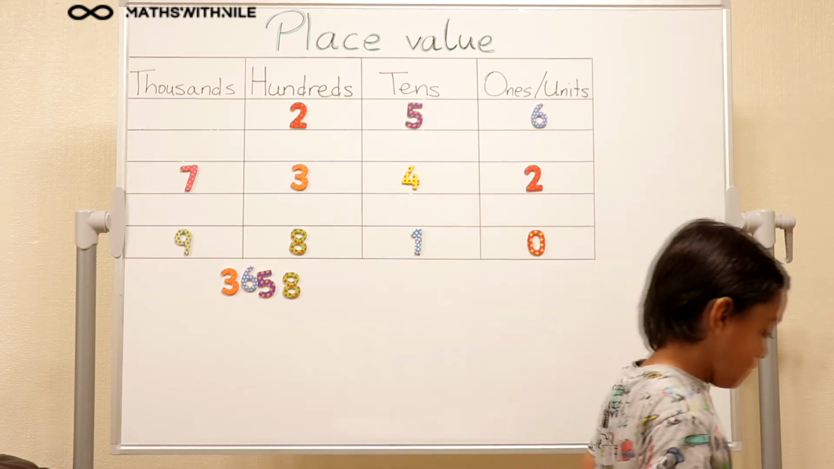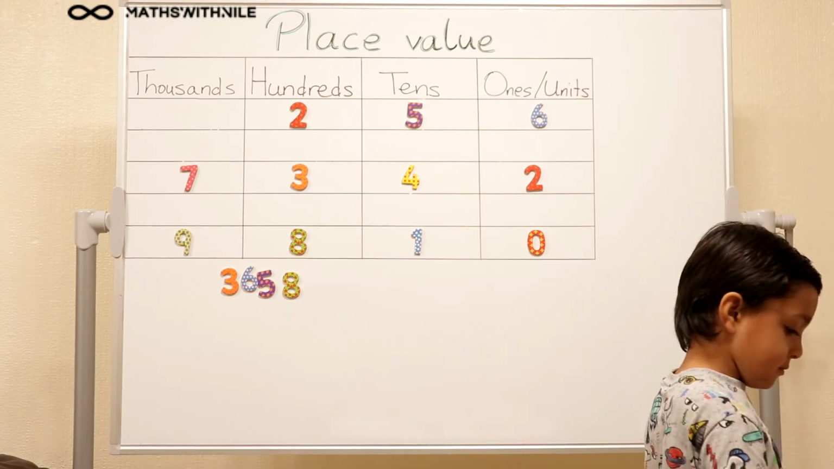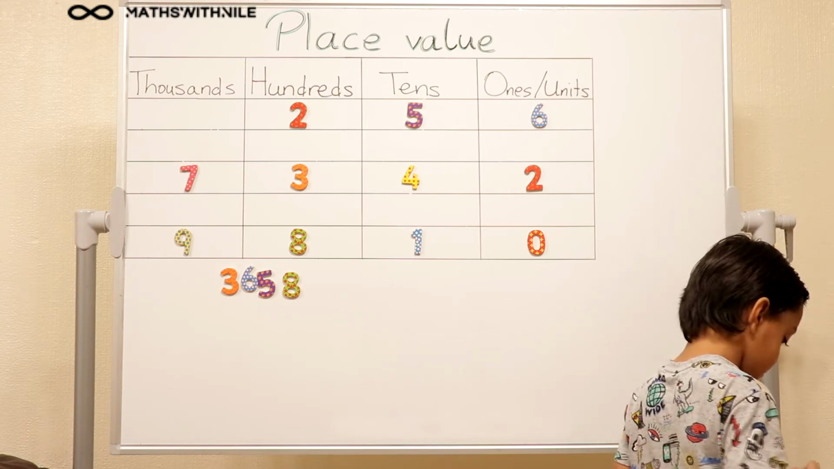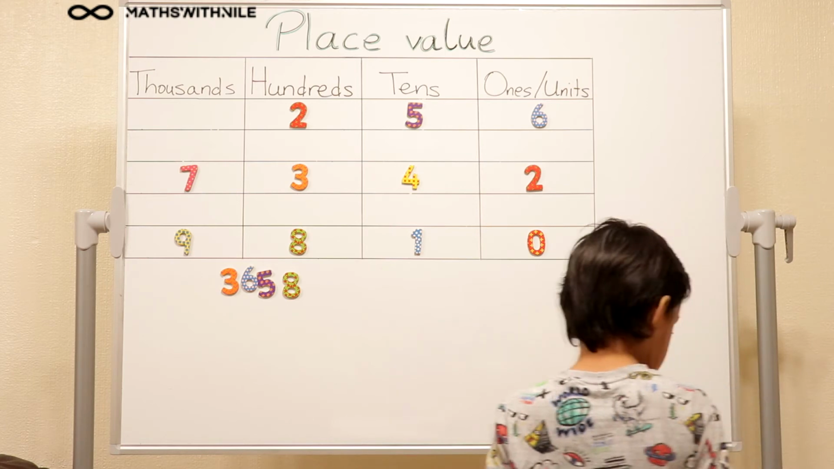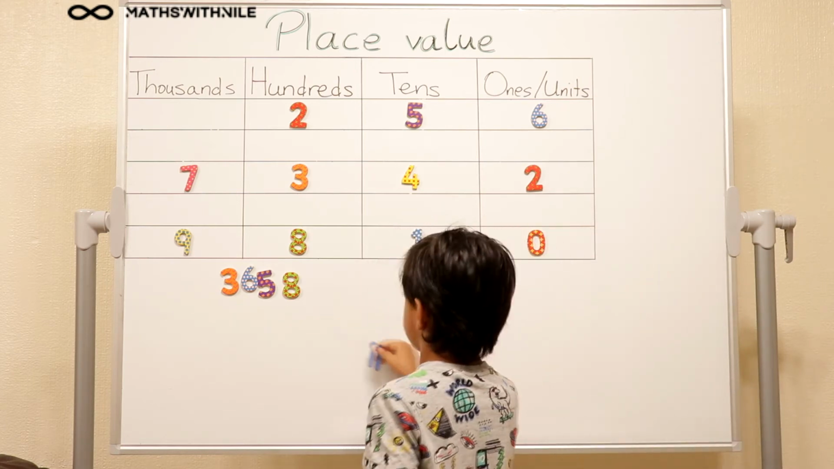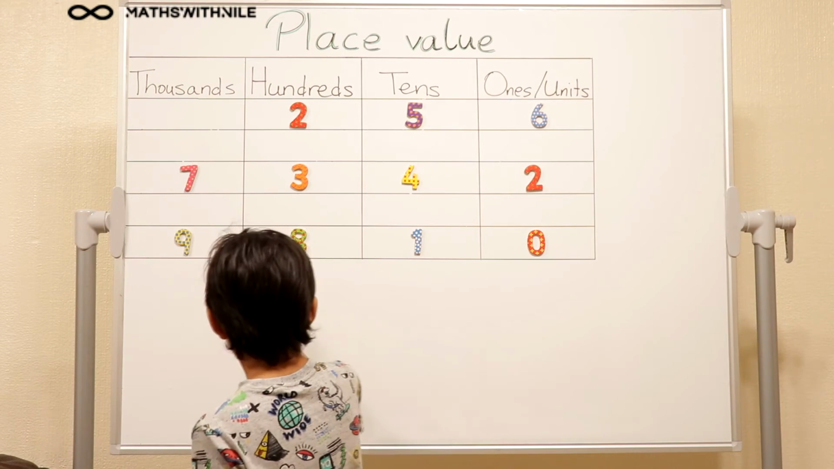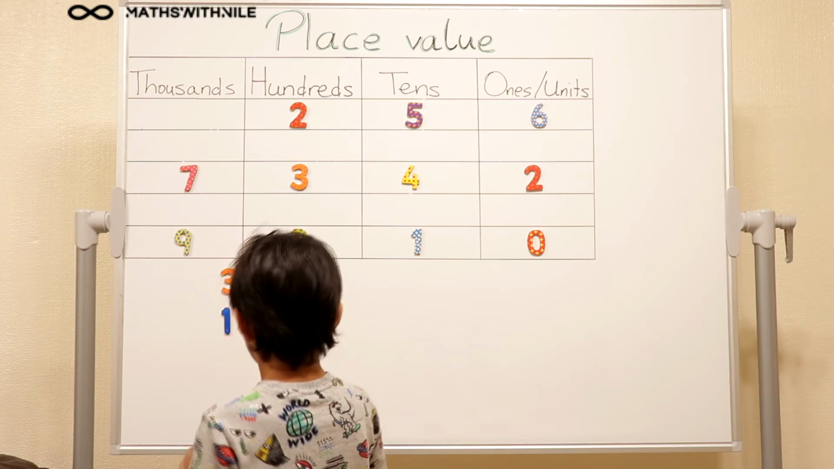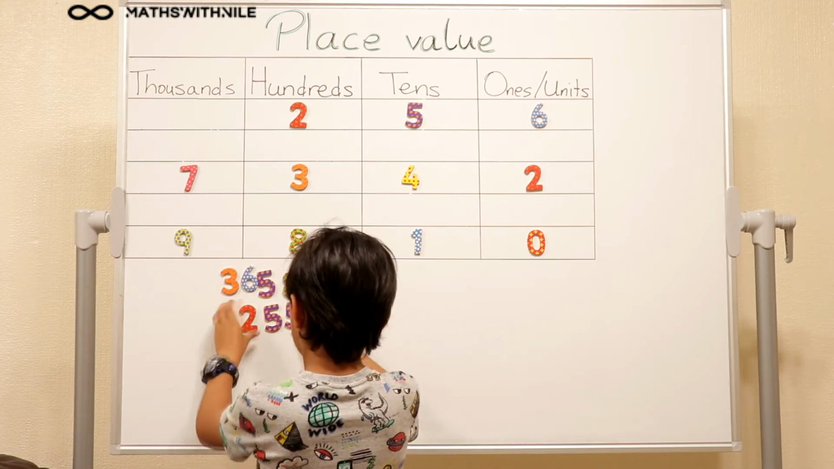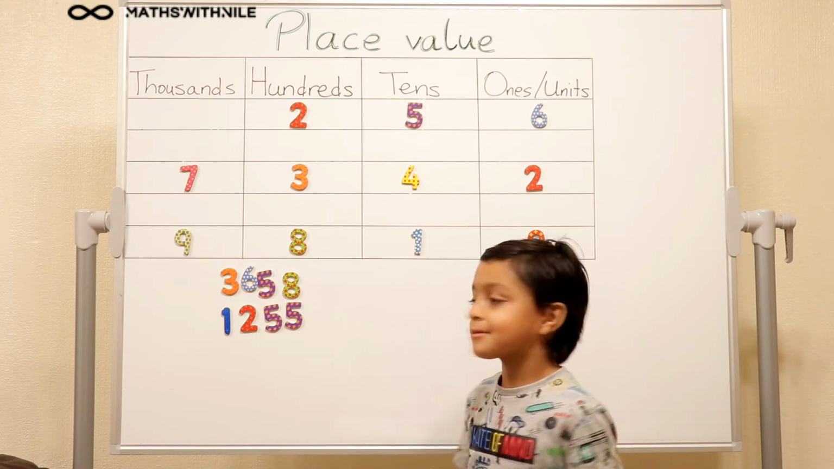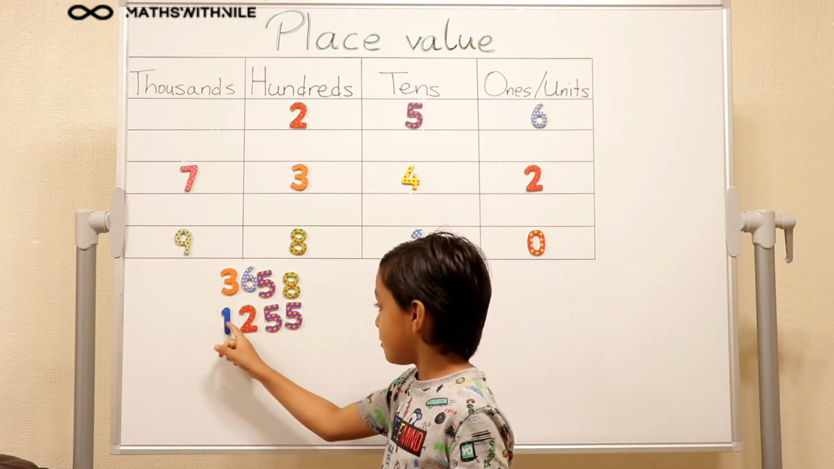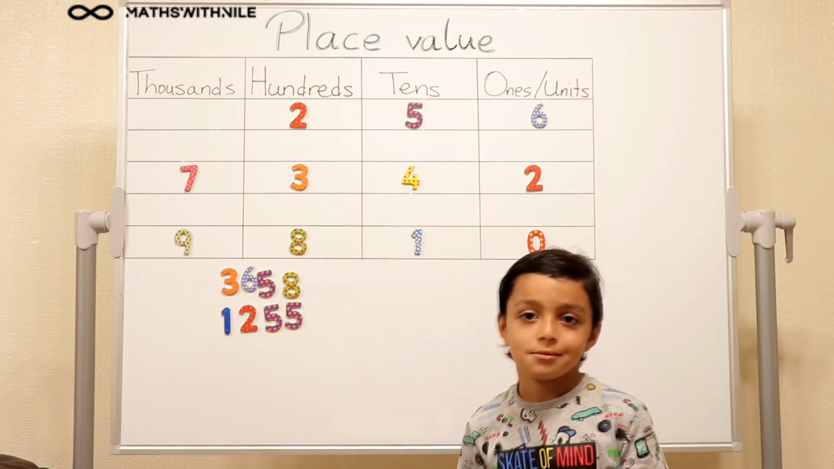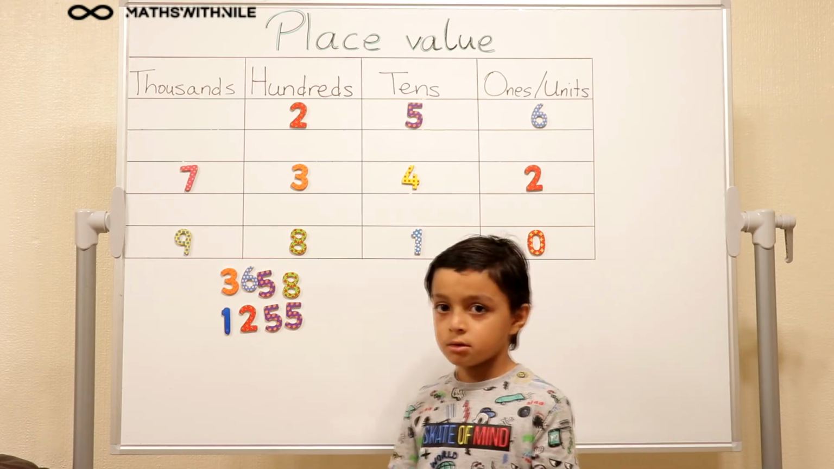So take 4 other numbers. Quickly. Right, and arrange them underneath that one. Quickly now. Ooh, you've got a double 5 there. 1,255.